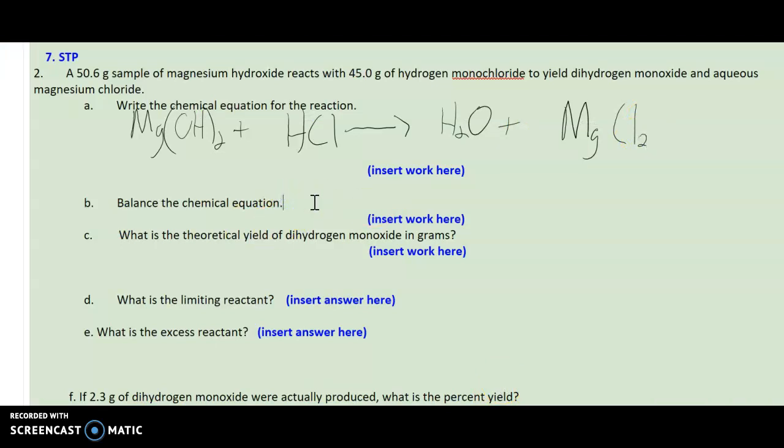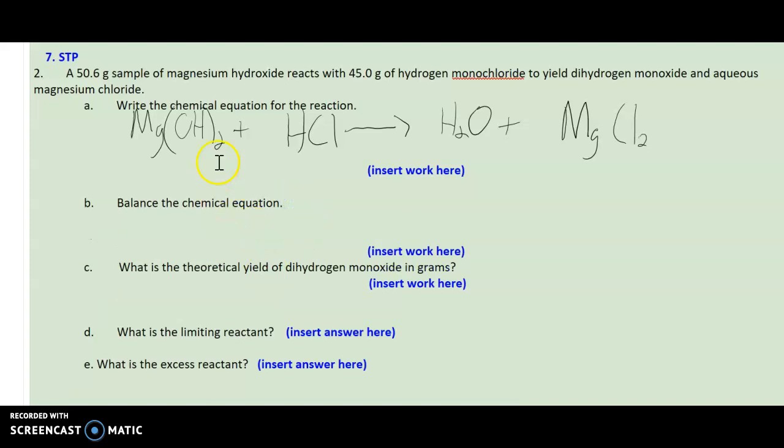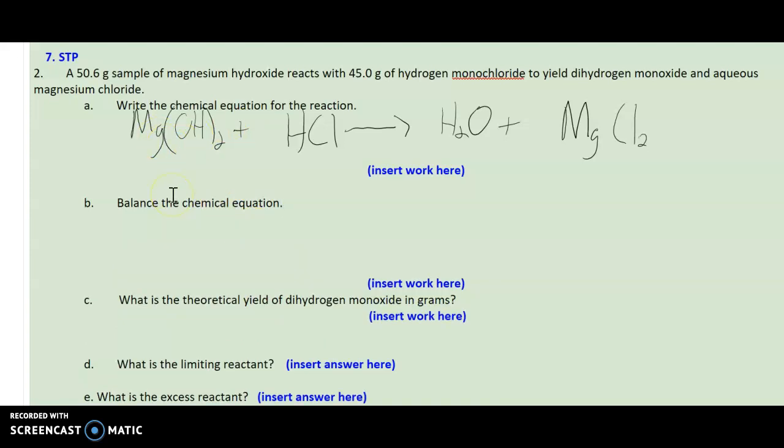Now I got to balance this thing. Balancing this thing, there's a few different ways to do this. Guess and check. So remember this, we're going to go reactants, products. I'm going to change things as we go. All right, so let's see, I got an Mg, I got an O, I got an H, and I got some Cl. All right, so I'm just going to start with what I have.